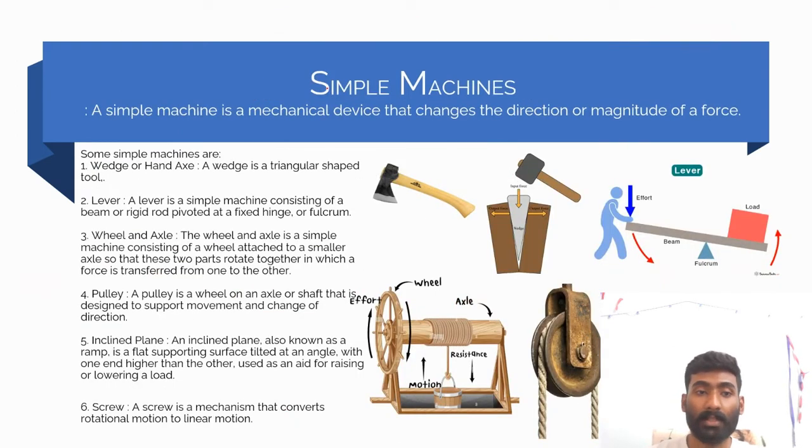Okay, simple machines. A simple machine is a mechanical device that changes the direction or magnitude of a force. Magnitude, I told you already. There are six simple machines. The first one is the wedge or a hand axe. This is a wedge.